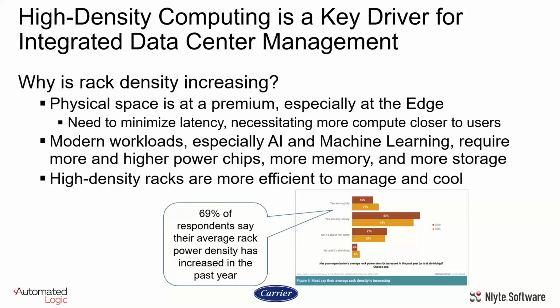Modern workloads, especially artificial intelligence and machine learning, require more and higher powered chips, more memory, more storage, and you get the idea. More and more assets require that we pack more into the same space we're using today. And I'll round it out by saying high density racks are more efficient to manage and cool. And so we'll have really interesting topics for you around the cooling and things we can do with that as we get through the presentation.